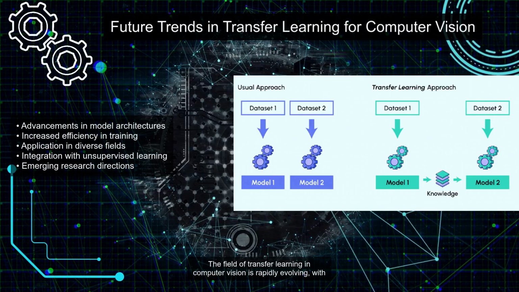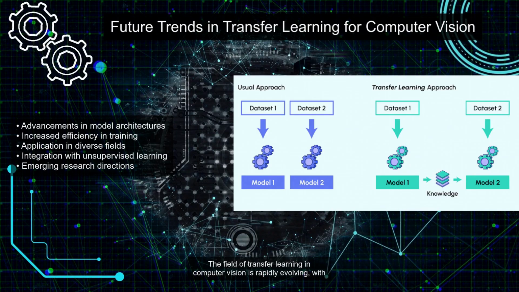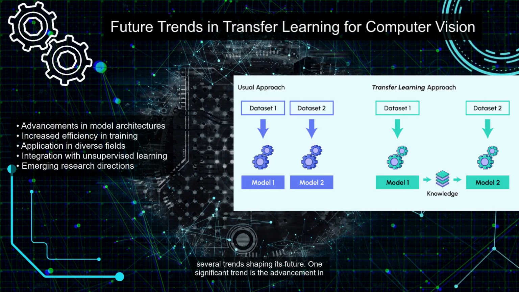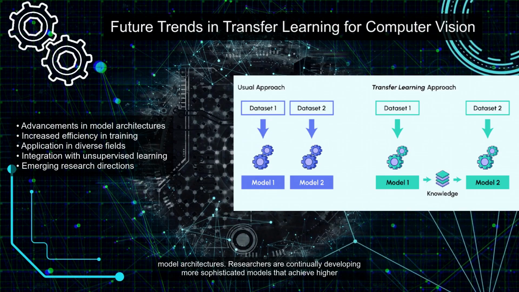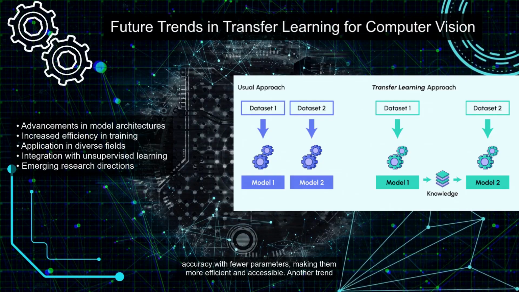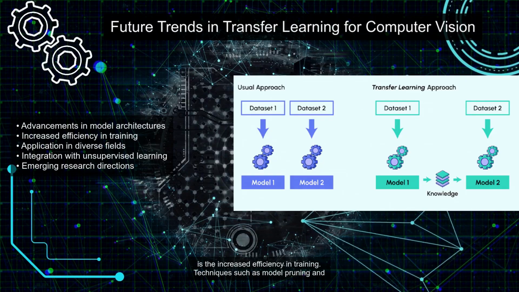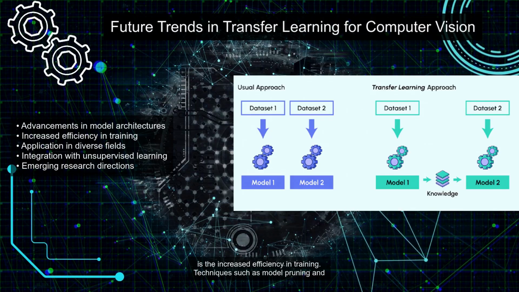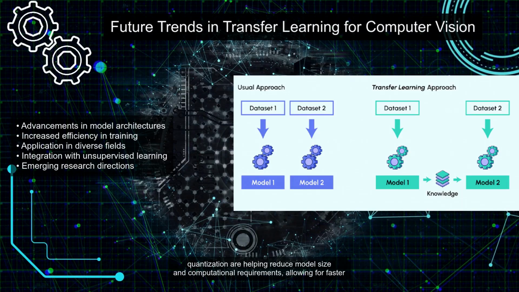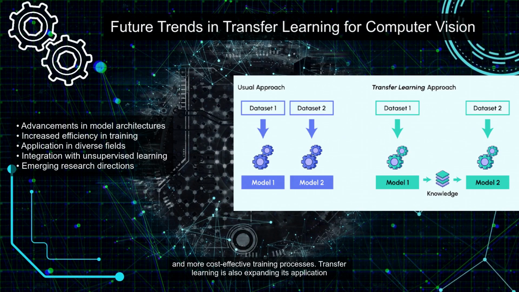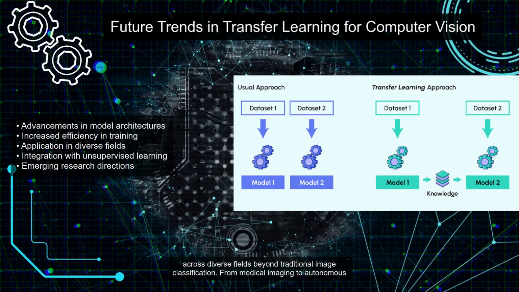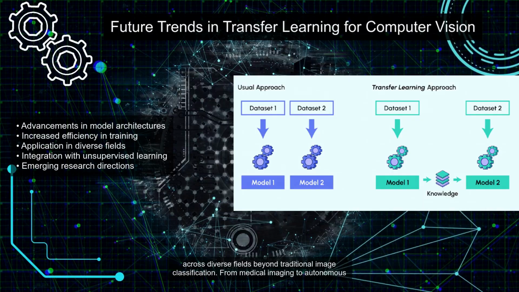The field of transfer learning and computer vision is rapidly evolving, with several trends shaping its future. One significant trend is the advancement in model architectures. Researchers are continually developing more sophisticated models that achieve higher accuracy with fewer parameters, making them more efficient and accessible. Another trend is the increased efficiency in training. Techniques such as model pruning and quantization are helping reduce model size and computational requirements, allowing for faster and more cost-effective training processes.